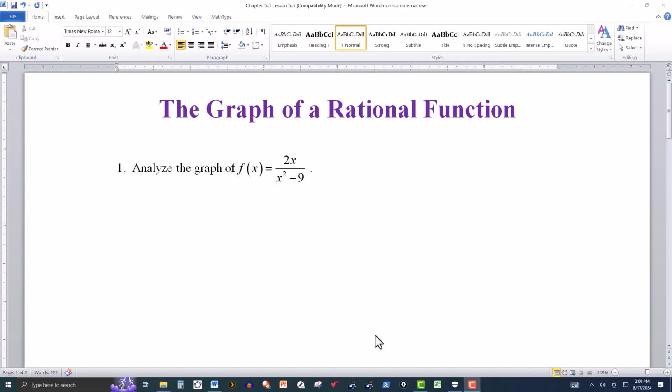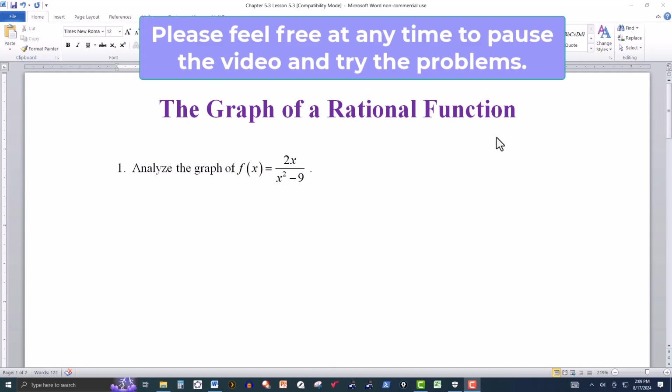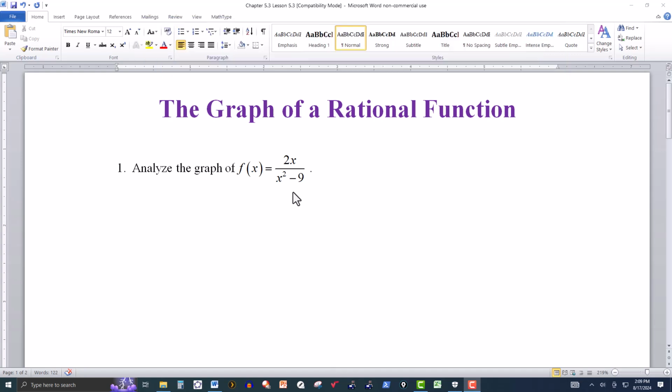In this video we have more about the graph of a rational function. It's a continuation of the last video, or a part 2 if you want. So this one says analyze the graph of f of x equals 2x over x squared minus 9. This is a rational function. We went over some of these concepts in the last video. And this one says to analyze the graph.